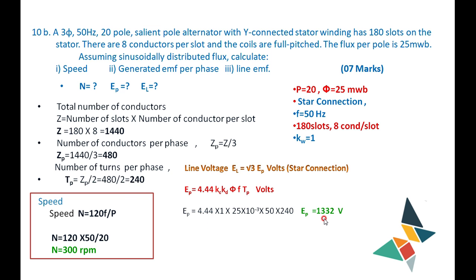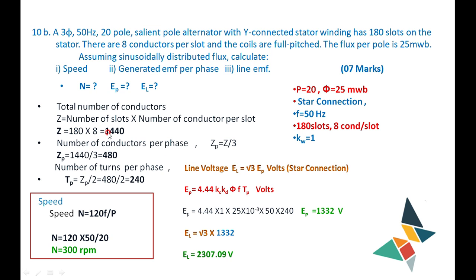You get the per phase voltage as 1332 volts. Then you have to find out the line voltage by multiplying root 3 to the phase voltage because it is star connected. Therefore, what I am getting here is EL is equal to root 3 times 1332. Therefore, the line voltage of the alternator is 2307.09 volts.